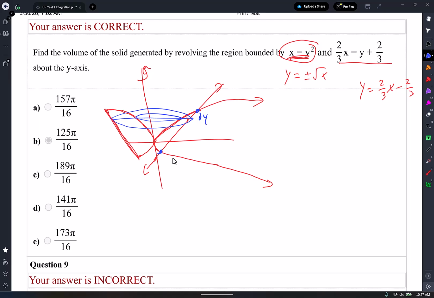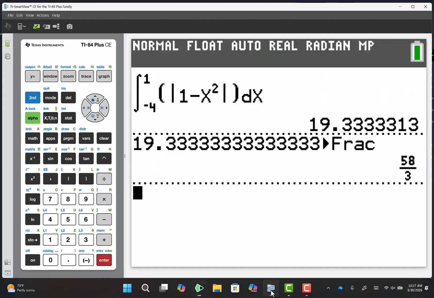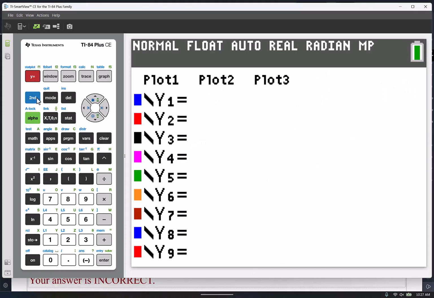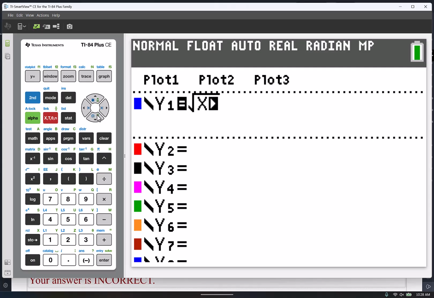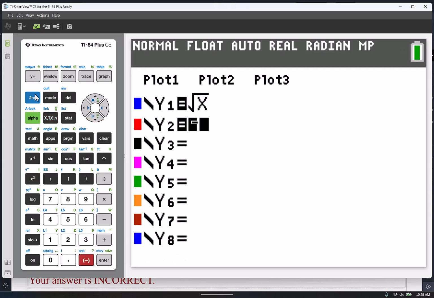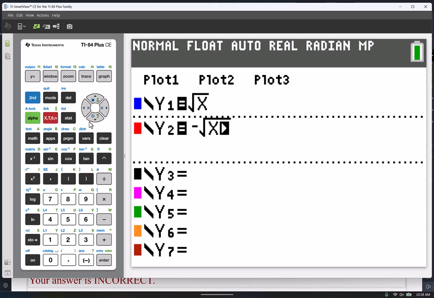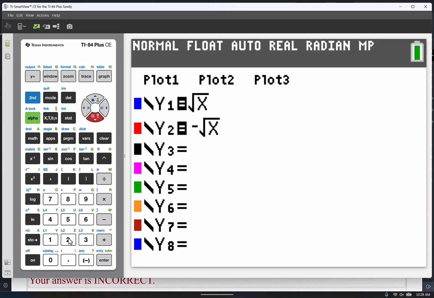Yeah, you can plug it into the calculator. You know what? Let's do that. I'm going to plug in square root of x, y1 and y2. y1, I'm plugging square root of x. y2, I'm plugging negative square root of x. And y3, I'm plugging 2/3 x minus 2/3. So there it is: y1, square root of x; y2, negative square root of x. And I already forgot, what was y3? 2/3 x minus 2/3.